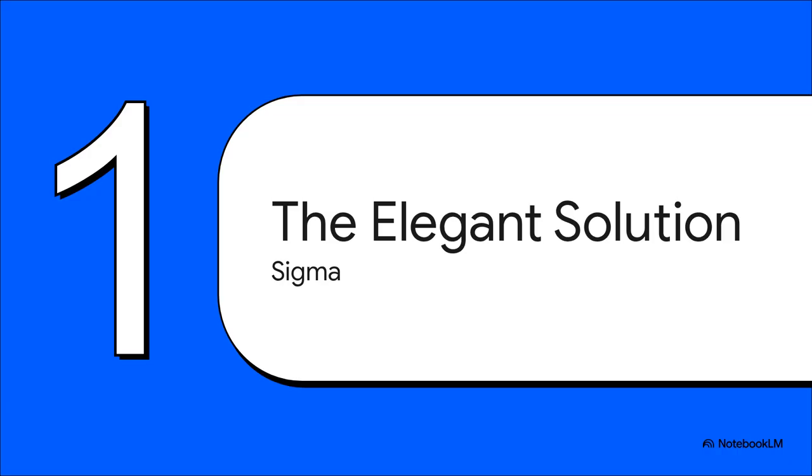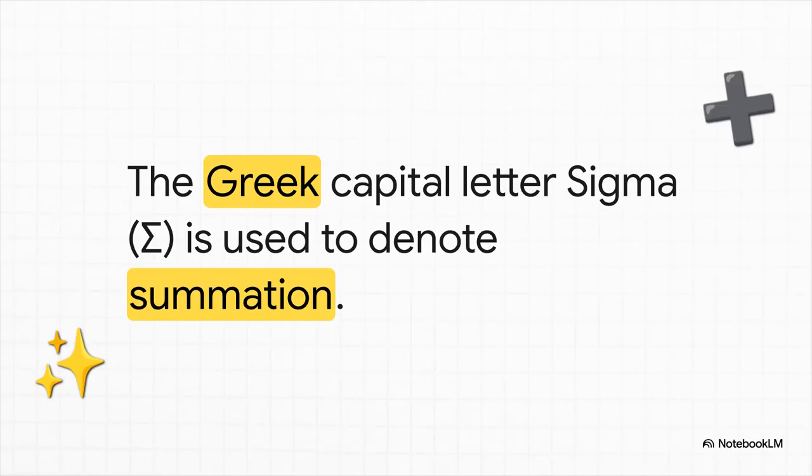So let's do a quick refresher on how this thing is built before we get into all the cool ways we can actually use it. And here it is, the Greek capital letter sigma. At its heart, its job is super simple: add everything up. But just calling it a symbol for addition is like saying a supercar is just a way to get groceries. The real magic is in what it lets you do.